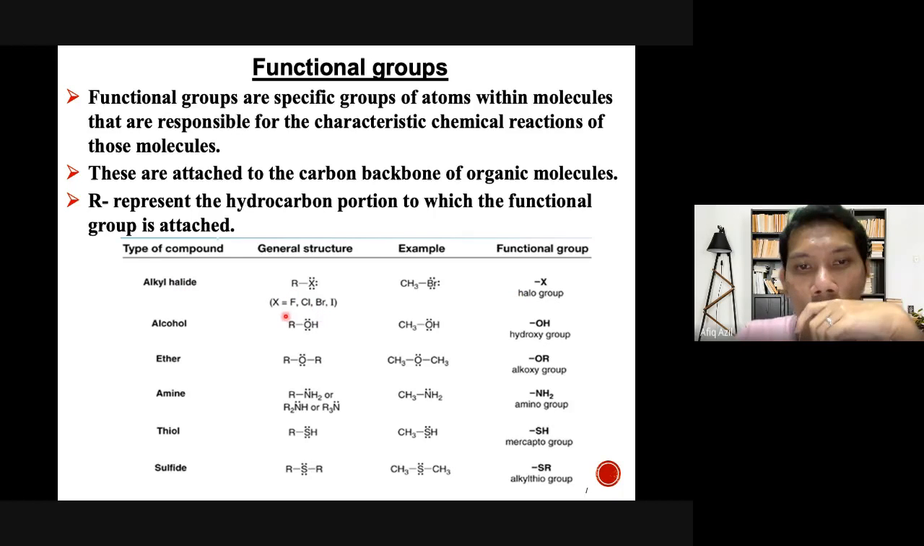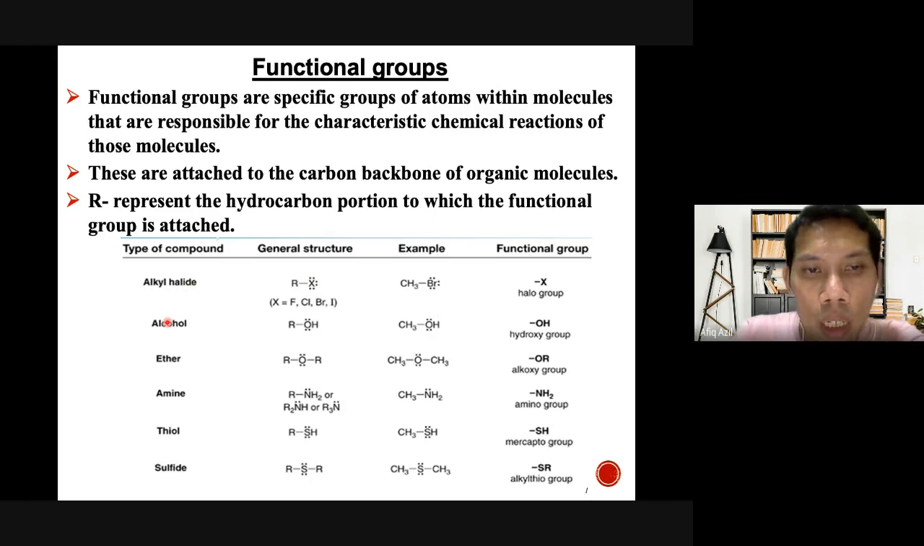And this functional group over here, which is the halogen, will be known as halo. So you do not call it as fluorine, methane or something like that. It will be known as fluoro, chloro, bromo, and also iodo. Okay, later we will see under the subtopic of alkyl halide.